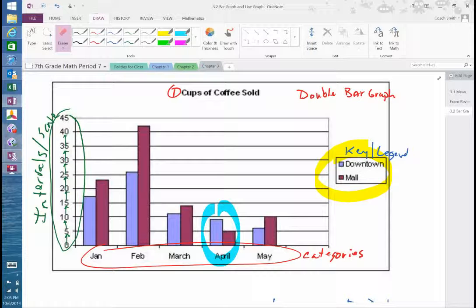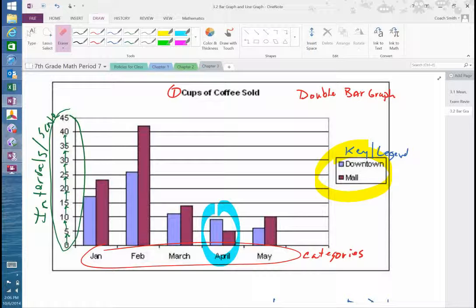How many are sold in a day? No, we can't make a conclusion about a day because we don't really know. I mean, I guess we could say they sold 15 in the month of January, so that means they sold about half a cup a day or a cup every other day. We could say that, but that's not what I'm talking about.